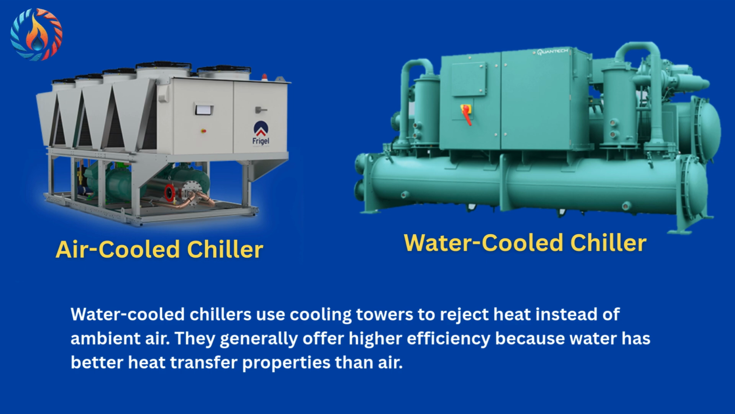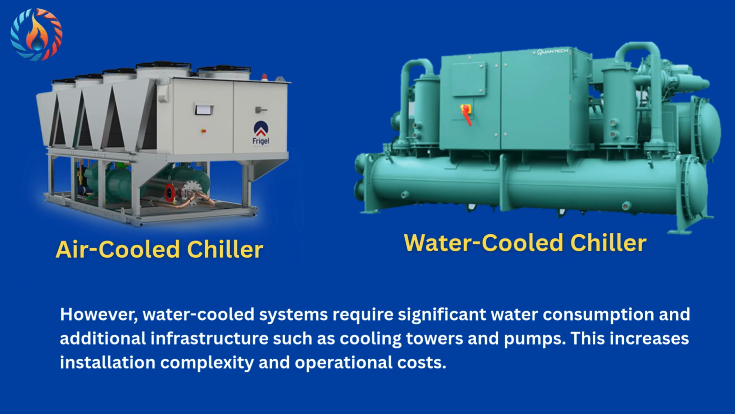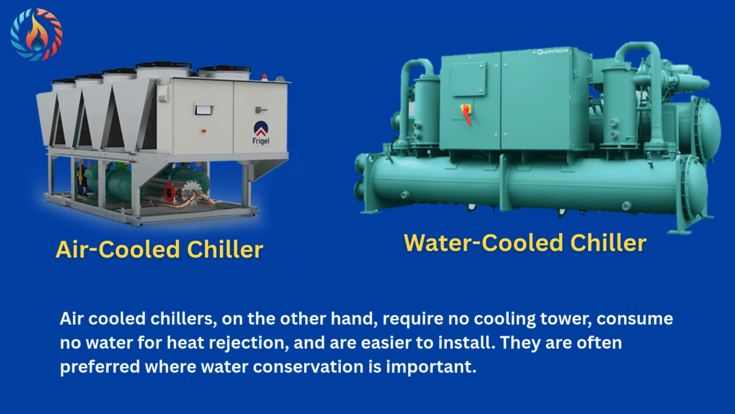Water-cooled chillers use cooling towers to reject heat instead of ambient air. They generally offer higher efficiency because water has better heat transfer properties than air. However, water-cooled systems require significant water consumption and additional infrastructure such as cooling towers and pumps. This increases installation complexity and operational costs. Air-cooled chillers, on the other hand, require no cooling tower, consume no water for heat rejection, and are easier to install. They are often preferred where water conservation is important.